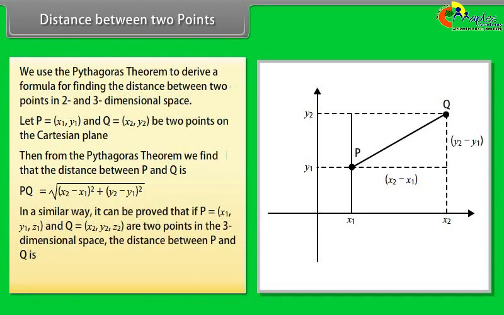In a similar way, it can be proved that if P = (x1, y1, z1) and Q = (x2, y2, z2) are 2 points in the 3-dimensional space, the distance between P and Q is PQ is equal to the square root of (x2 minus x1) square plus (y2 minus y1) square plus (z2 minus z1) square.